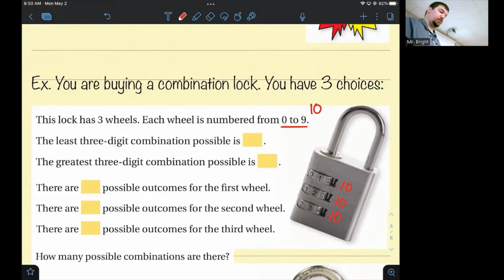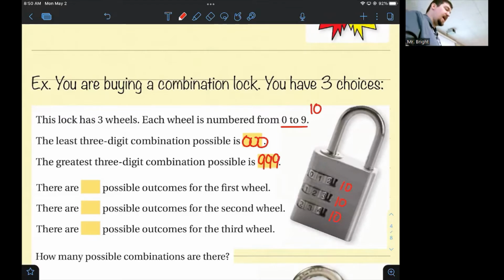There's 10 numbers in each one, 0 through 9. Yes, you choose one number for each. What's the smallest code you could have? 0, 0, 0. That's right. 0, 0, 0 is the smallest code you could have. And the largest code you could have? 999. With these 1-digit numbers.